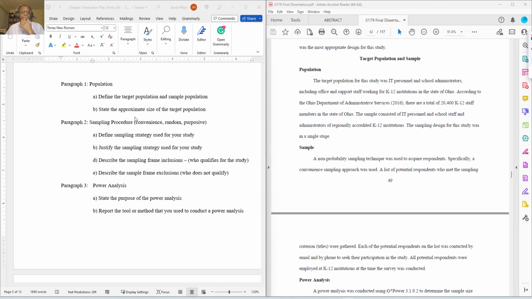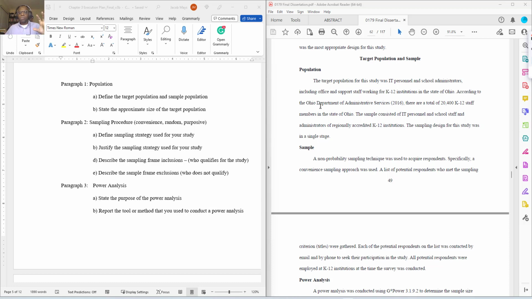And then you're going to state the approximate size of the target population. Alright, so let's look at an example. The target population for this study was IT personnel and school administrators, including office and support staff working for K through 12 institutions in the state of Ohio. Again, it's IT personnel working at K through 12 institutions in the state of Ohio. That's the target population.